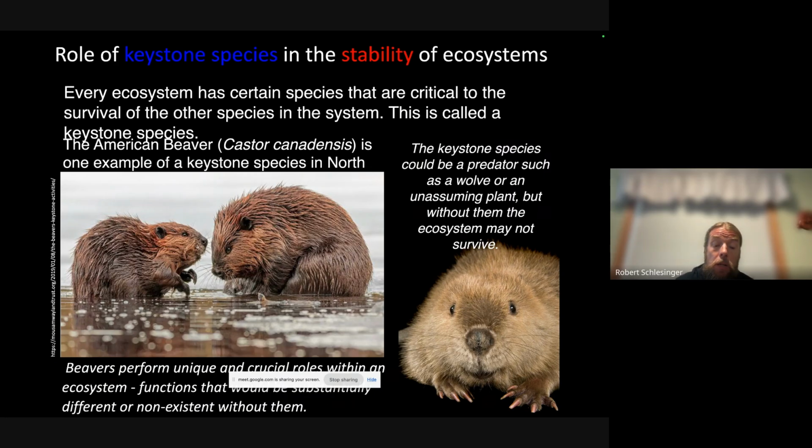There are places where a wolf would be a keystone species. There's a national park near where I live called Isle Royal, and wolves are vital to the health of the ecosystem on that island. They keep the moose populations in check, and the moose populations then keep a bunch of different plant populations in check. But then there are other ecosystems where something really unassuming, like a plant or a fungus, might be a keystone species. You could maybe consider eucalyptus to be a keystone species because without it, koalas wouldn't be able to survive.